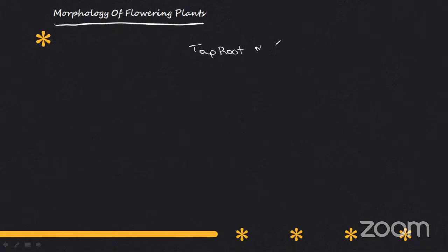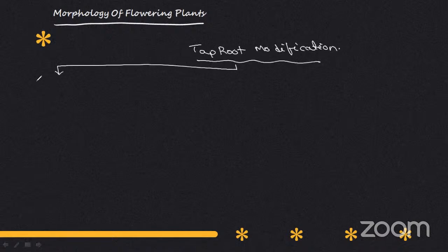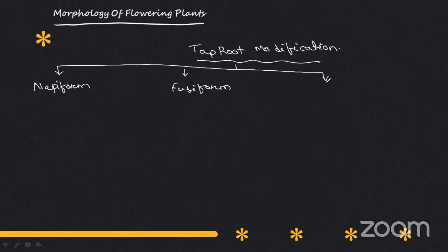Taproot modification that I have to complete here. First one that we are discussing is the napiform. The second one is the fusiform. The third one is the conical, and the fourth one is the tuberous. Okay, four different modifications of your taproot.